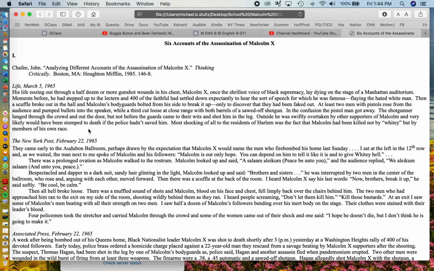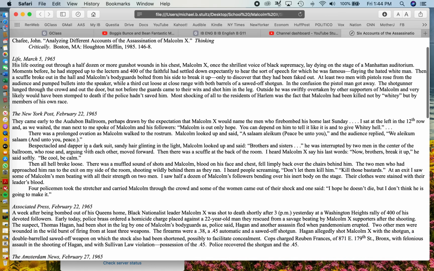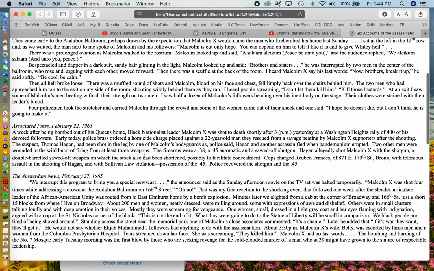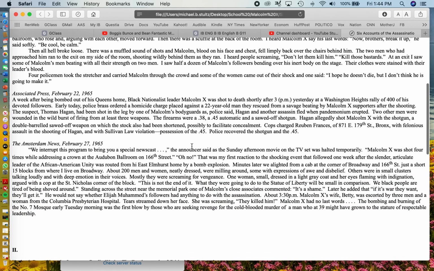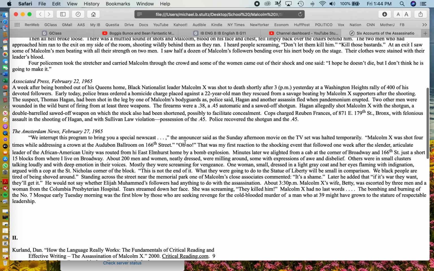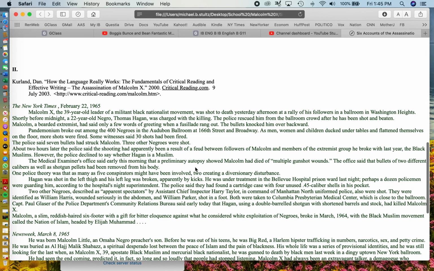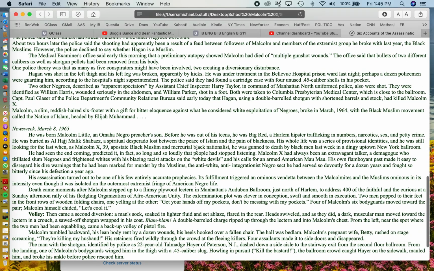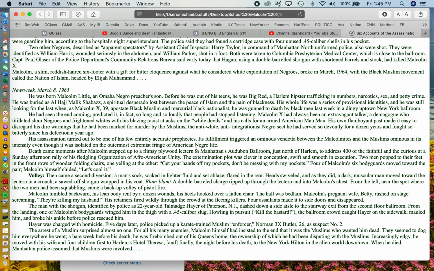Also, take a look at the use of quotes by the author. Life magazine hardly uses any quotes, one little quote. The New York Post is almost all quotes. The Associated Press, hardly any. The Amsterdam News leads with a quote and then a few more at the end. The New York Times, very few quotes. And Newsweek, hardly any quotes at all.